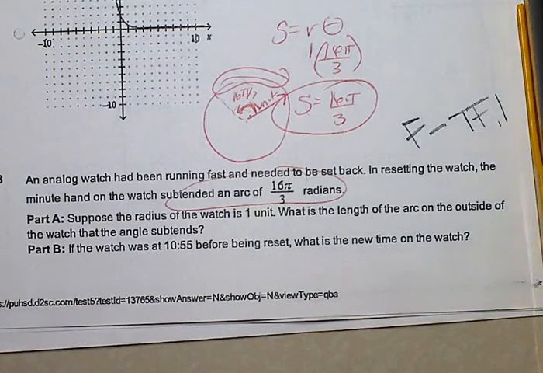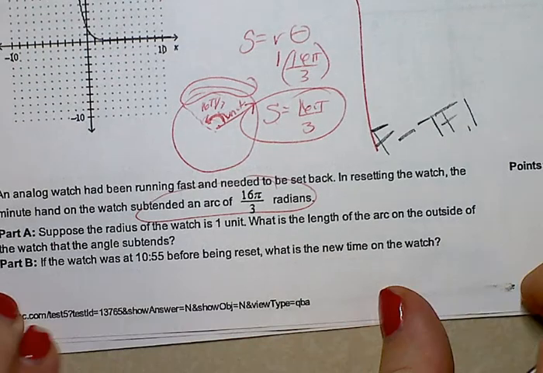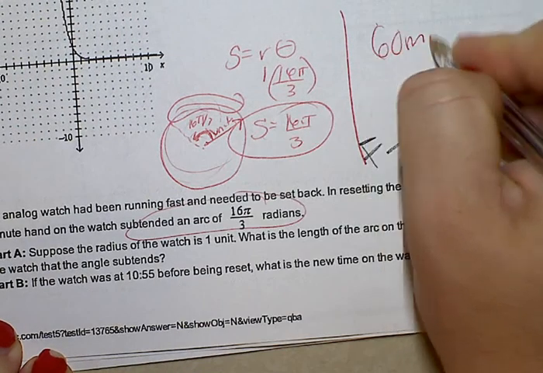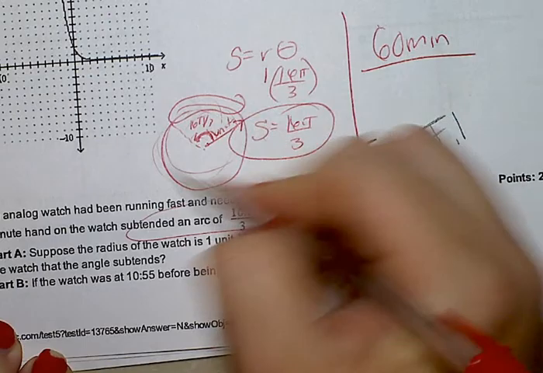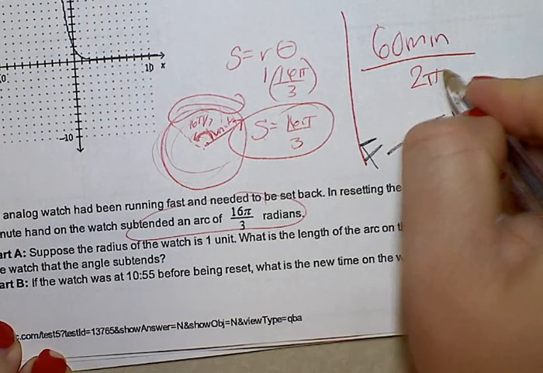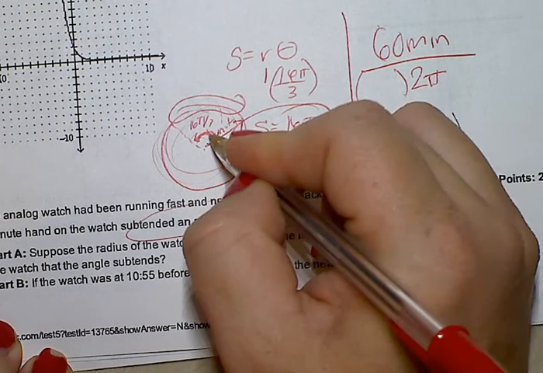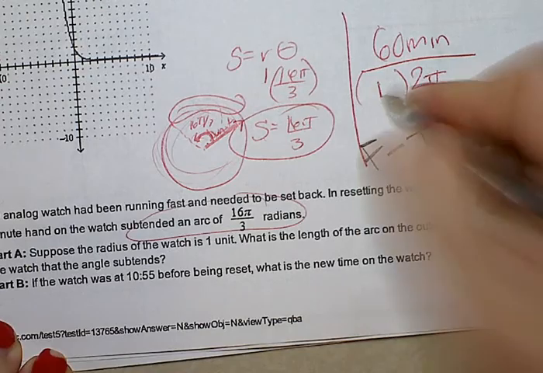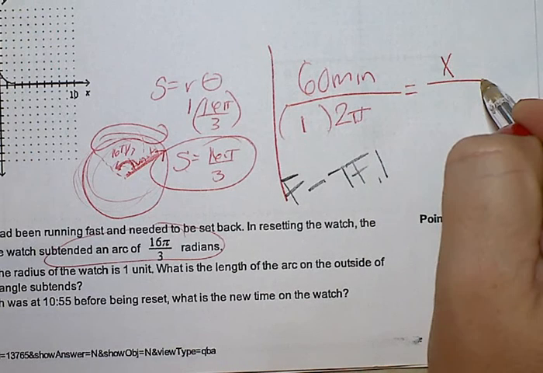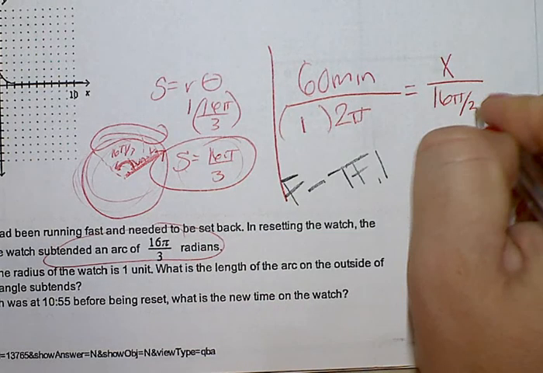The second part of the problem you have to also understand for the problem that will follow this, which is number 19. We know once around a clock is 60 minutes. For this particular clock or watch, we also know that the entire arc length of once around is 2 pi times a radius of 1. And we want to figure out how many minutes we need to set this back when we know the arc length that needs to go back is 16 pi over 3. Grab your calculator, please.